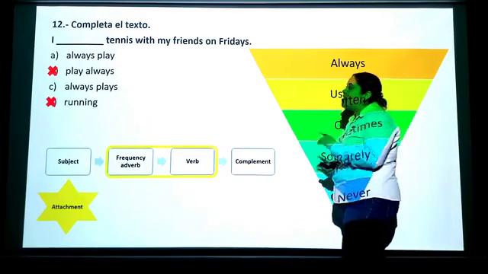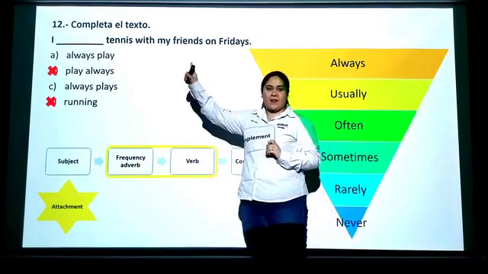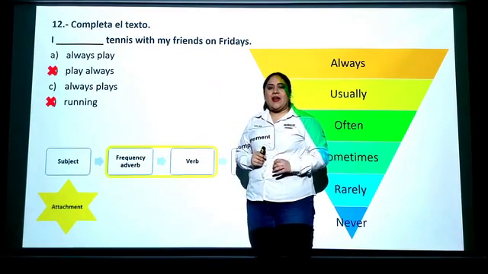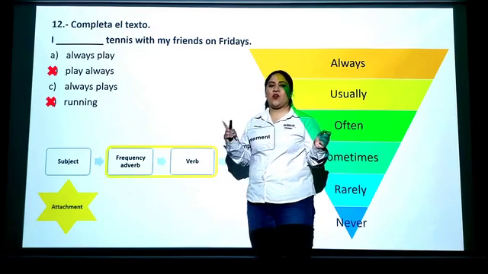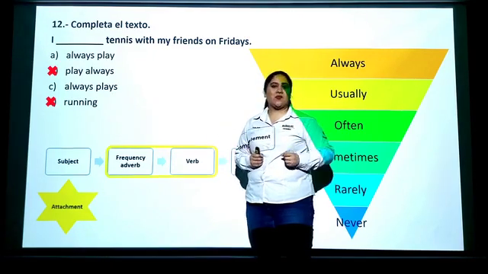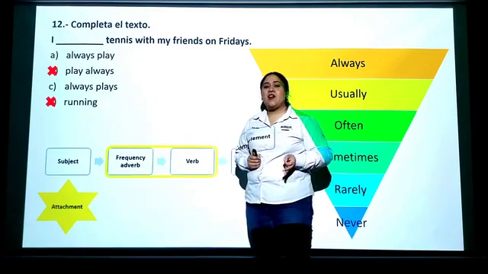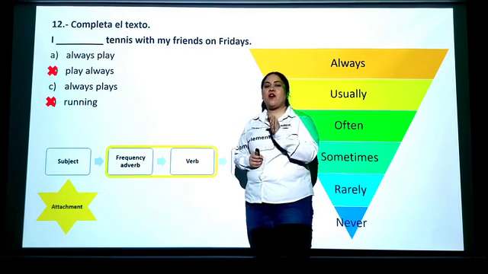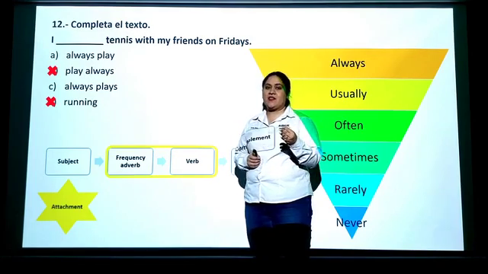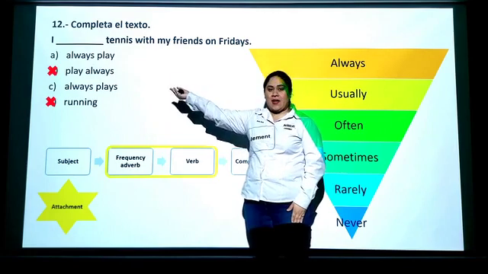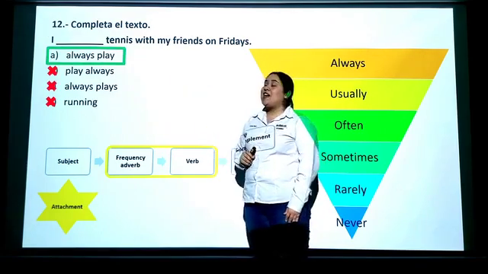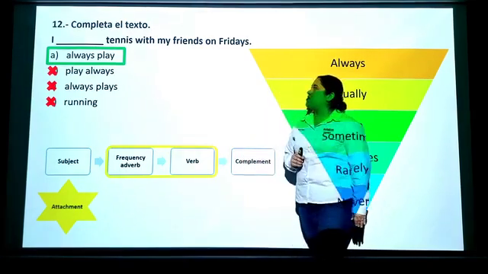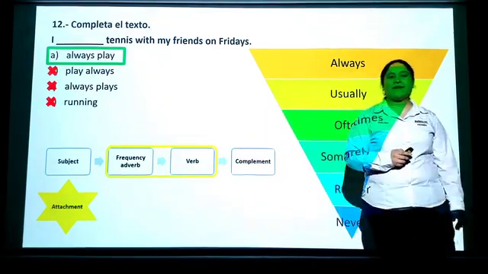The subject is I. So for I, am I going to use the suffix s, yes or no? Of course I do not, right? I am not going to use it. We do not use the suffix s for the pronoun I. So we eliminate this one and choose A. I always play tennis with my friends on Fridays.